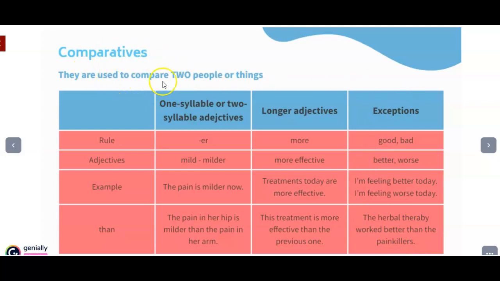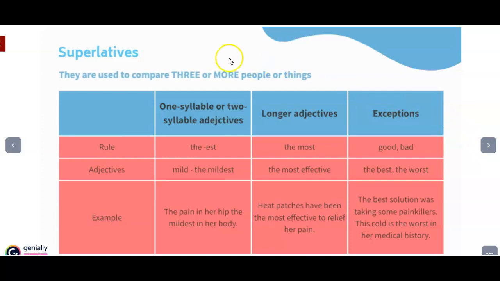Sometimes we don't want to compare two things. We want to emphasize that one thing is better than the others in a group. So we're going to use superlatives to compare 3 or more people or things, elements, okay? And we're going to follow the same idea here. We're going to check how many syllables the adjective has. For example, if it has 1 syllable or 2 syllables, we're going to use the, that is very important to remember, the article the, and the suffix est. For example, we're going to use again mild, the mildest. So here's an example. The pain in her hip is the mildest in her body.